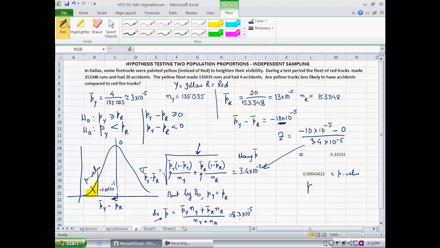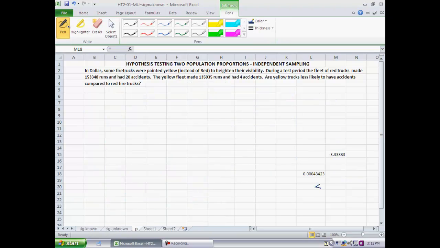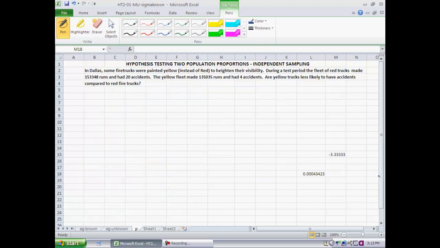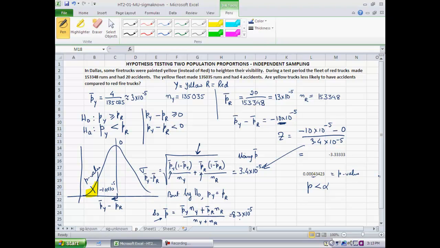Since this p-value is so much less than the usual limits that are used for alpha, you remember the narrative that we just had for this problem did not specify a level of significance, but you remember the two common values that are used for level of significance. One is 1% and the other is 5%. This 0.04% that you're seeing is less than both 1% and 5%. So I would be quite comfortable in rejecting the null. Even at the 1% significance, my conclusion would be yes, the yellow trucks are less likely to have accidents compared to the red trucks.